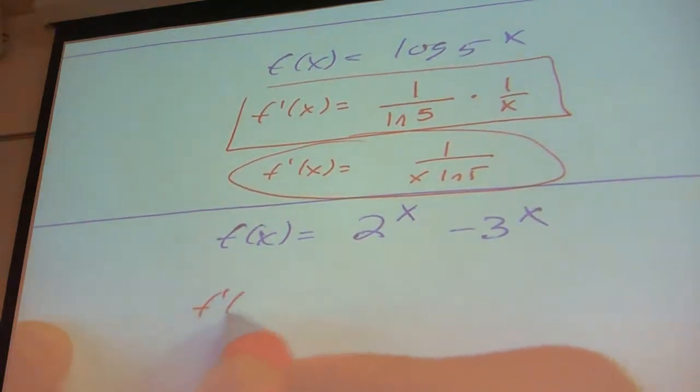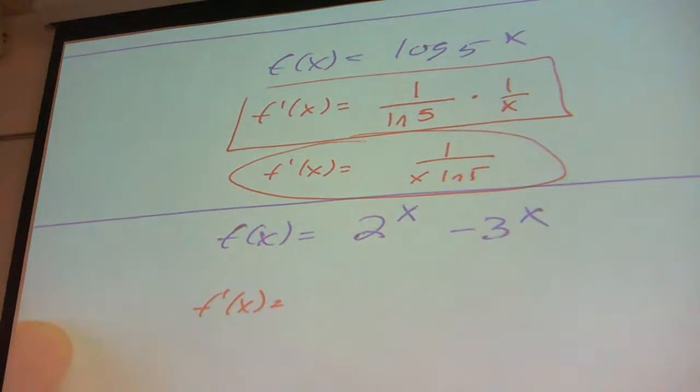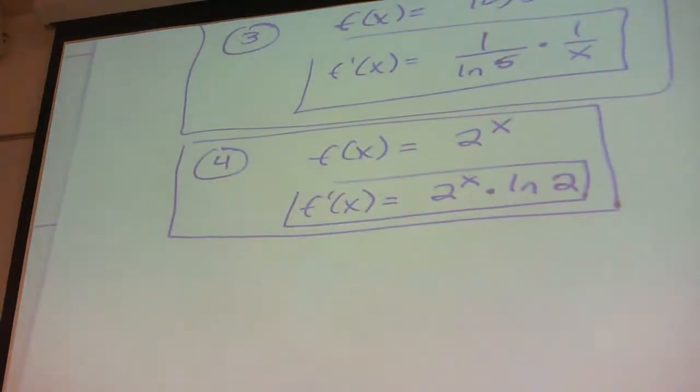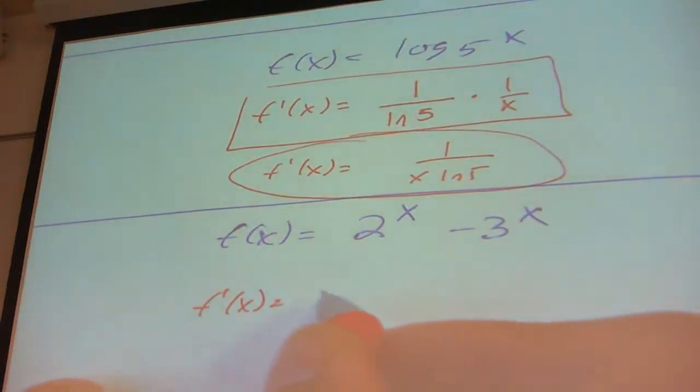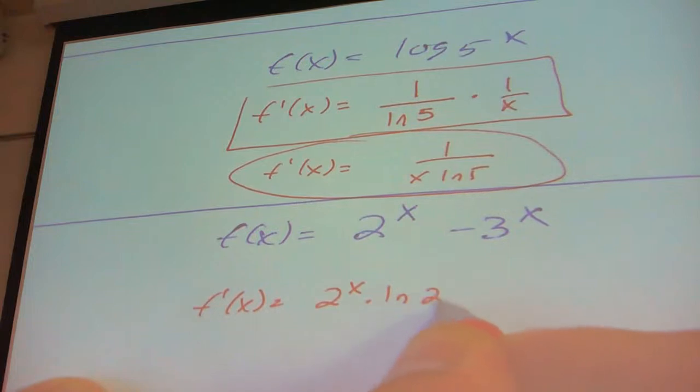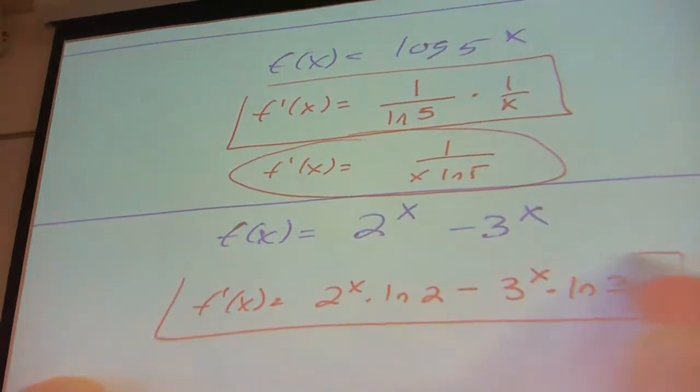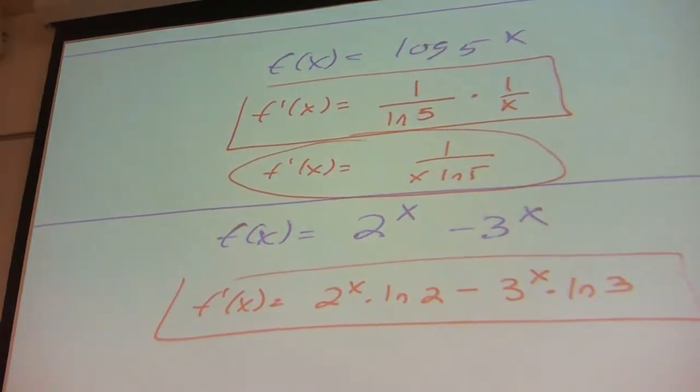Next one. I have 2 special cases. So I look at my sheet, when I have a number raised to a variable, rewrite it, ln to the base. So the derivative of 2 raised to the x is 2 raised to the x times ln of 2 minus, what's the derivative of 3 raised to the x? 3 raised to the x times ln of 3. Done, done, done. We okay?